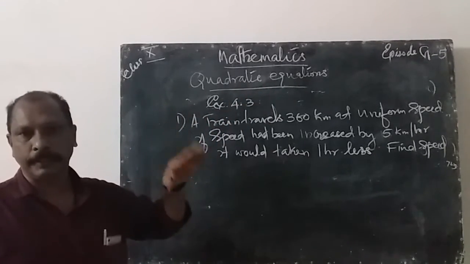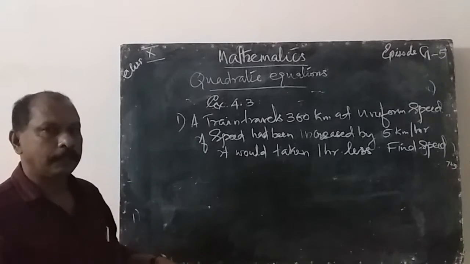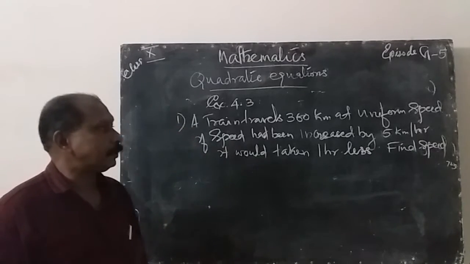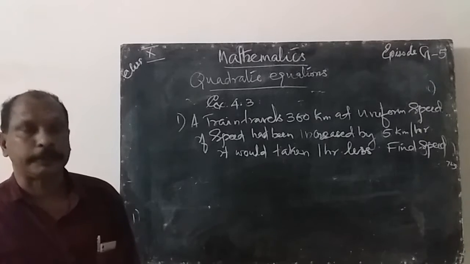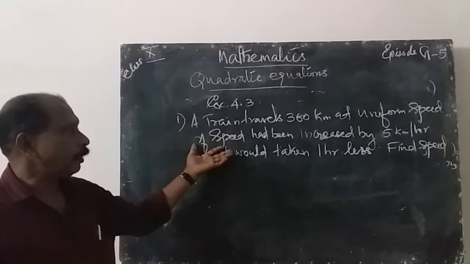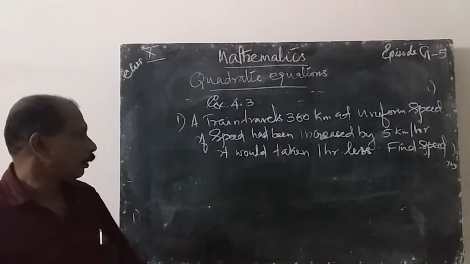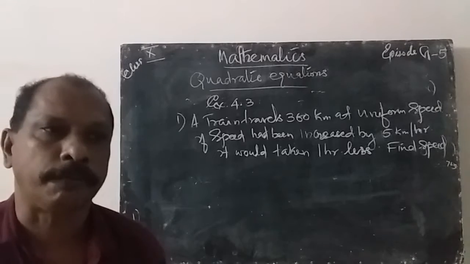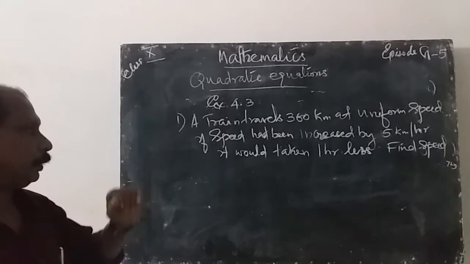The first question is a word problem. It is important for board examination. A train travels 360 km at uniform speed. If its speed had been increased by 5 km per hour, it would take 1 hour less. Therefore, find the speed of that train. That is the question.